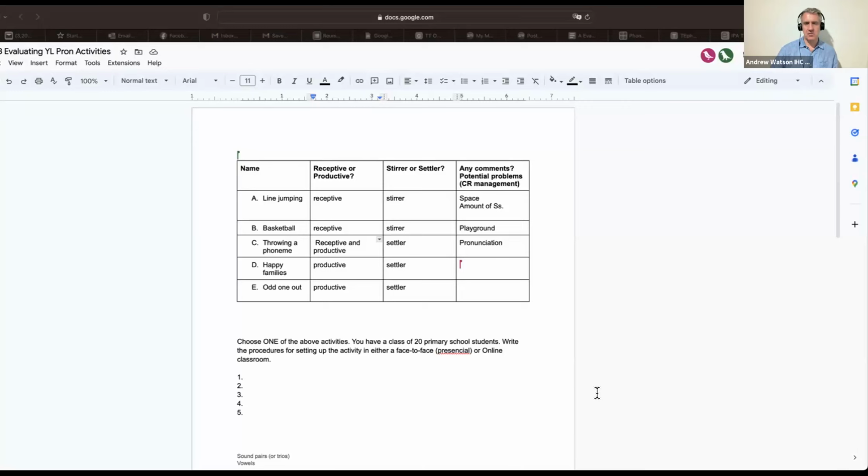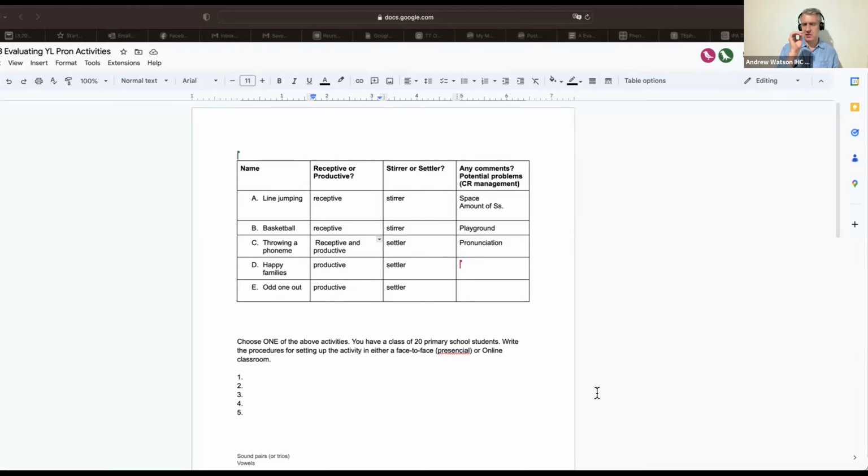What might be the problems? Students need to know a lot of sounds in English. Probably the pronunciation can be a challenge for them. Right. It sort of assumes that they've encountered these sounds before.